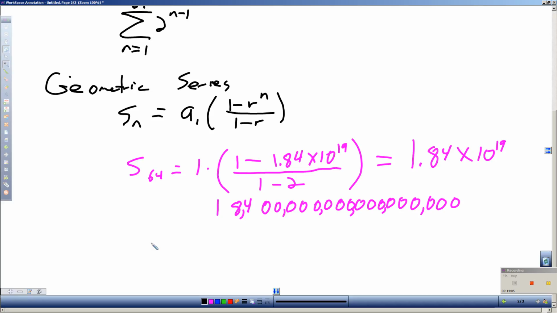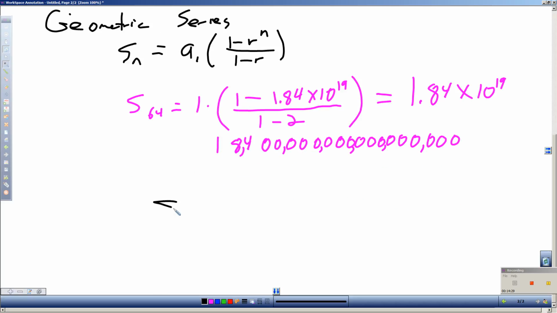Okay. So we can sum up any geometric sequence we want to a certain point. But what if we wanted to sum up the entire sequence? Like to infinity? Yes. So for example, if we did this one, the sum from n equals 1 to infinity of 2 to the n minus 1. What is it equal to?